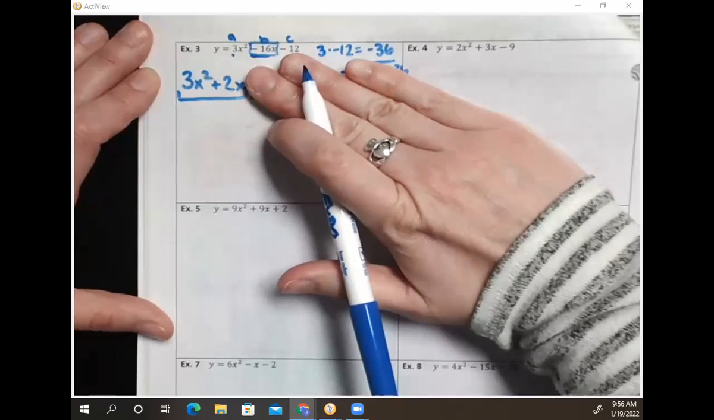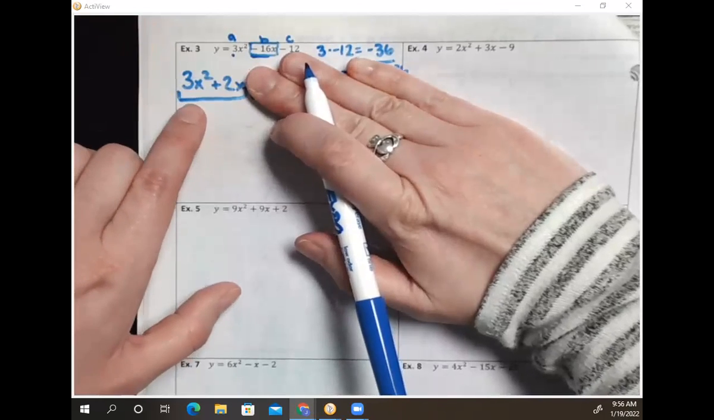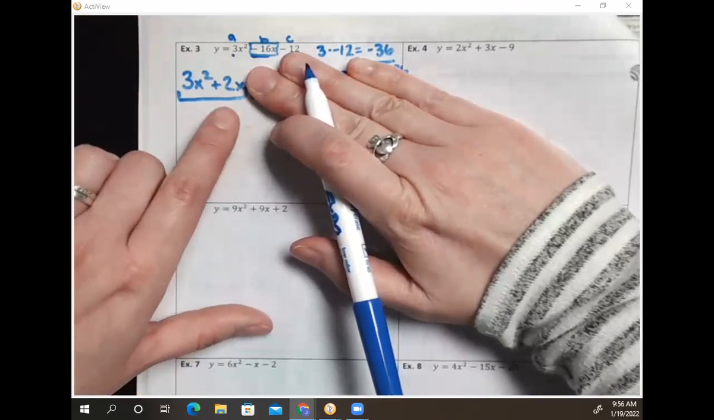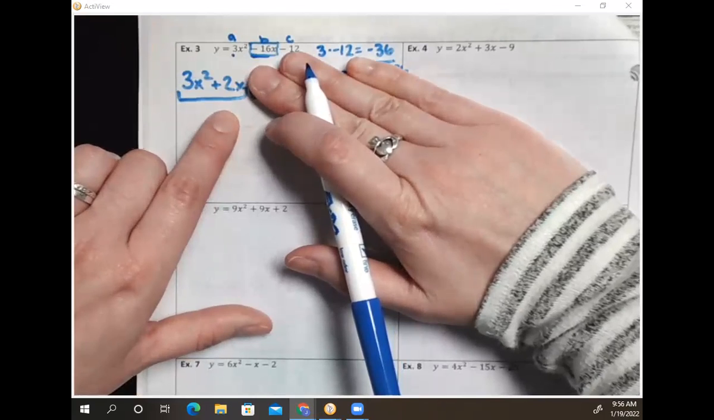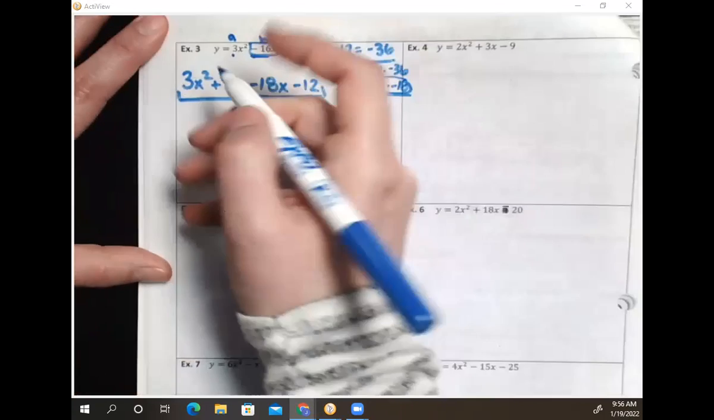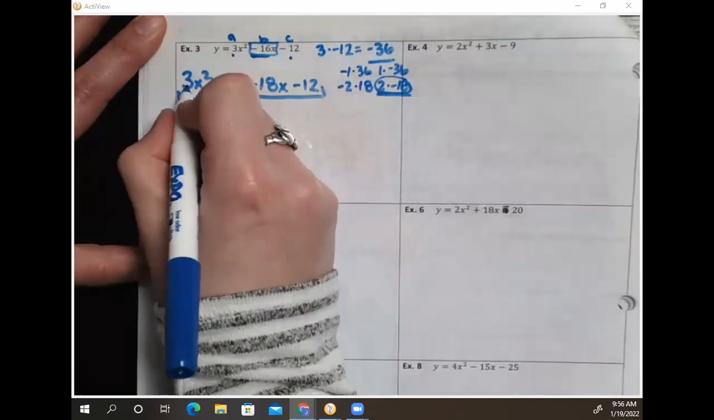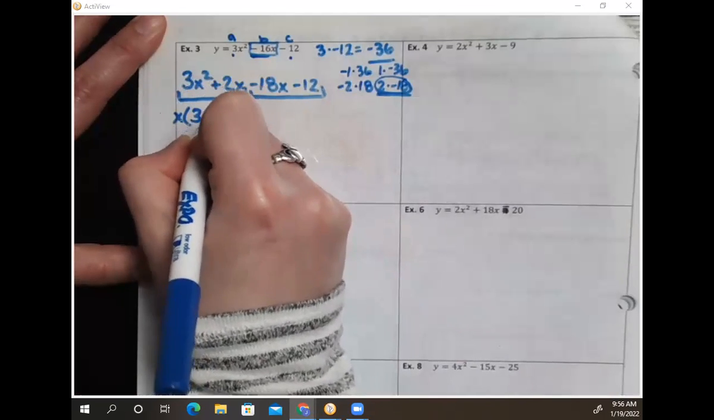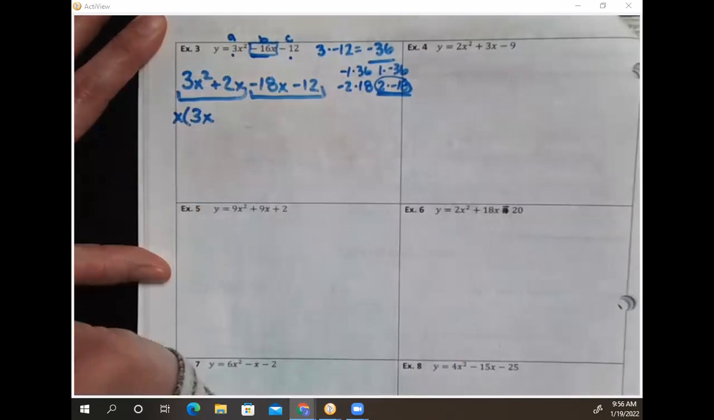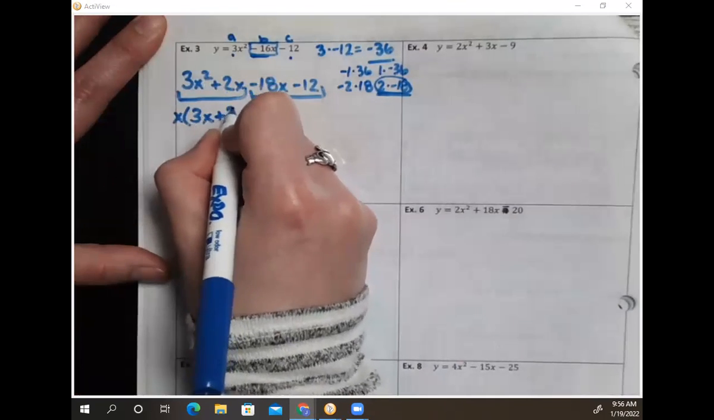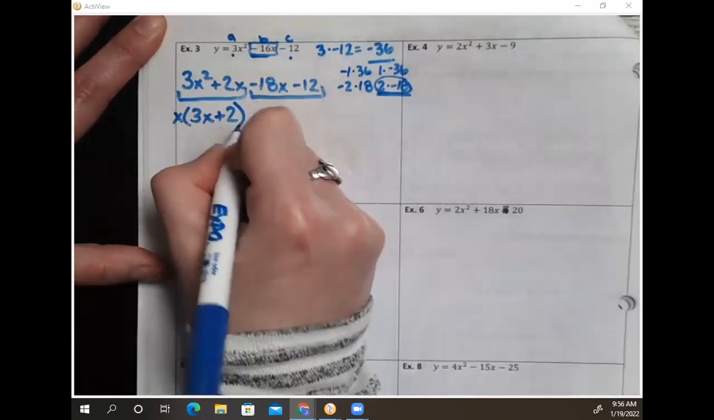So if I look just at this first part right here, what do these 2 terms have in common? They both have a what? An x. So that's my GCF. I'm going to divide x out of each of these. That would give me 3x. I used to have 2 of them, now it's just 1, plus 2, because I'm taking the x out.